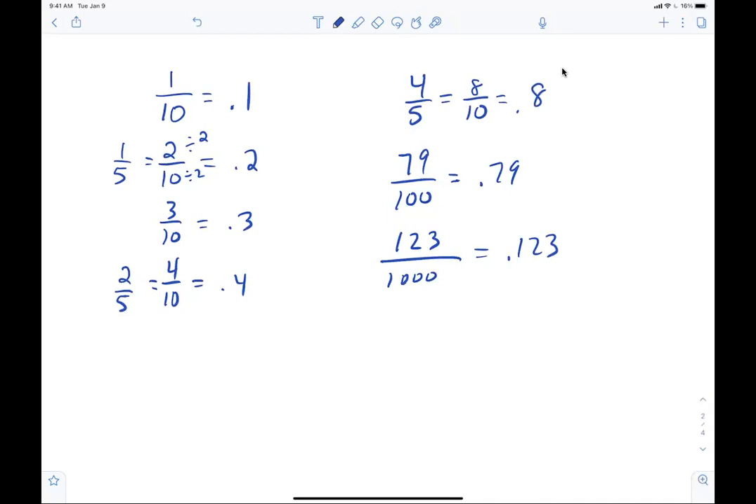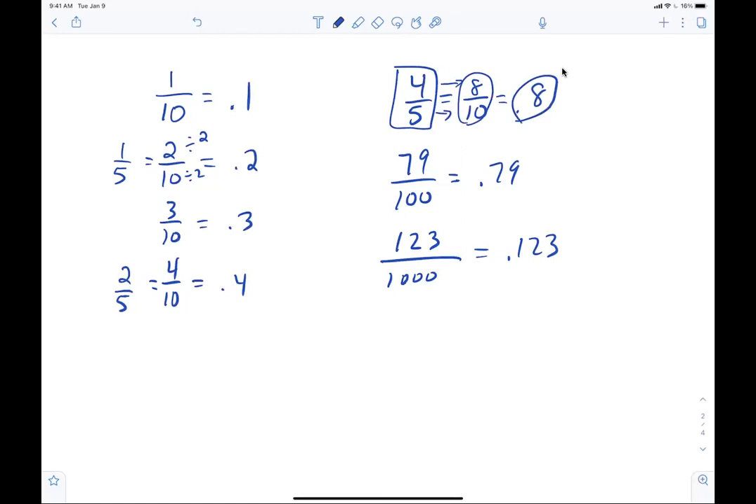Yes, sir. For the one above 0.79, how do you know if you're going to multiply? How do I know if I'm going to reduce it, you mean? Oh, did you start off with 8/10? No, I start out with 4/5. So I made 4/5 into 8/10 by multiplying by 2 because I knew 8/10 would give me 0.8.